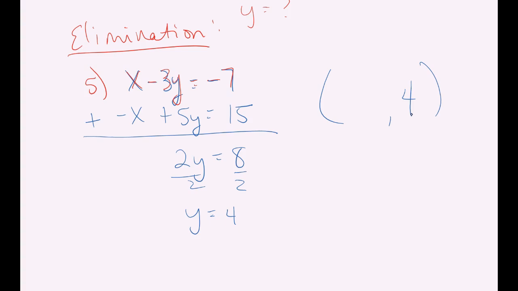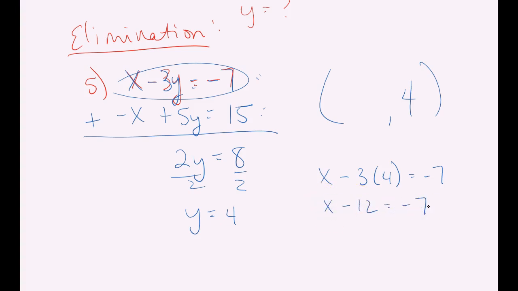And now I need to find my x. So to find x, take either of these two equations and plug in the y equals 4. I'm just going to take the first one. There's really no reason. I'm just taking the first one. So I stuck that 4 in the spot of y. So some number minus 12 equals negative 7.